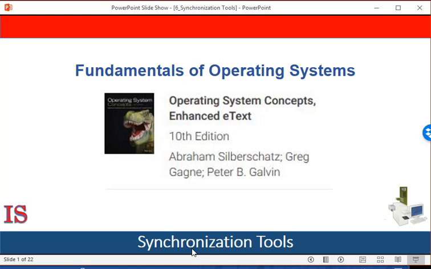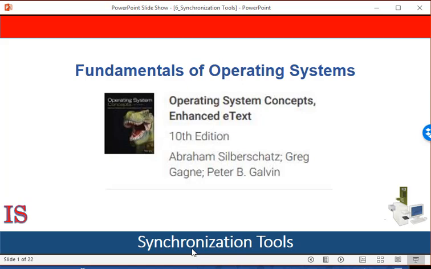We just finished a lesson on process synchronization in which we identified a problem that exists when multiple processes interact with shared data or common data at the same time. In this lesson, we're going to follow up on that one and try to find some solution to that problem.